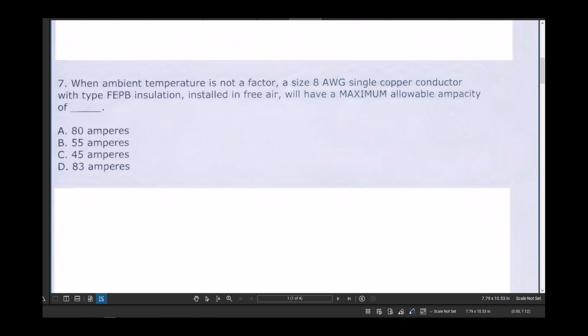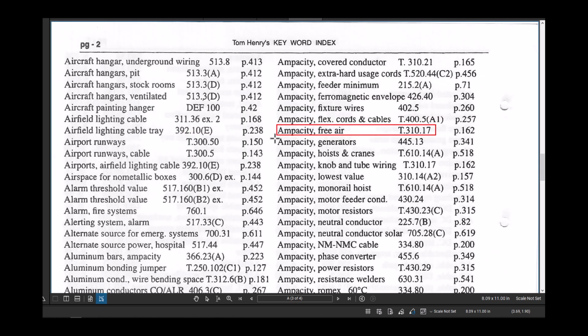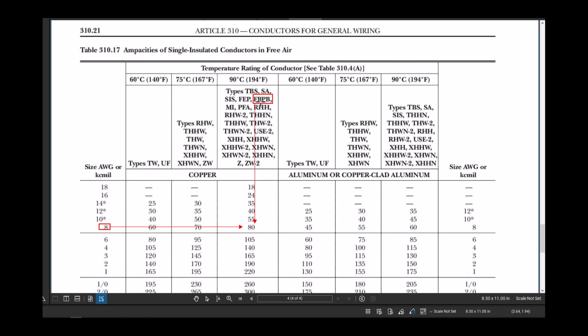remember this is installed in free air. This is different from table 310.16, which is for 3 current carrying conductors installed in a specific location. Now, let's highlight what we have here. In free air and ampacity, if we go to Tom Henry's index, we have ampacity free air table 310.17. And in 310.17, if we go to define the conductor, if you see here, ampacity of single insulated conductor in free air.